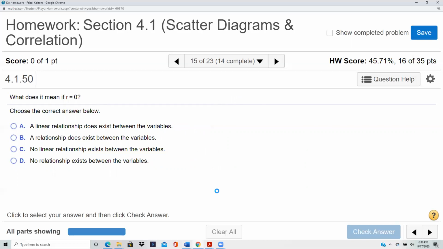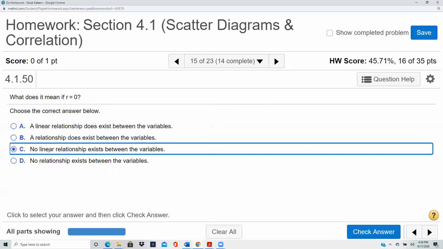What does it mean if R is equal to 0? So that's no linear relationship. So C and D look to be the same. Remember, in this course, we only study linear correlation and linear relationship. So R equal to 0 will mean no linear relationship. There could be some other kind of relationship, like a quadratic relationship, but there is no linear relationship if R is 0.